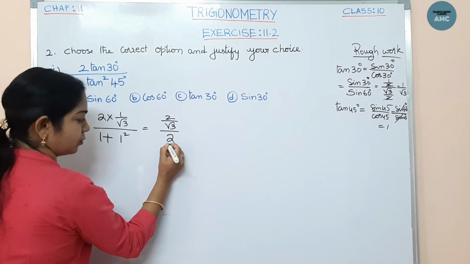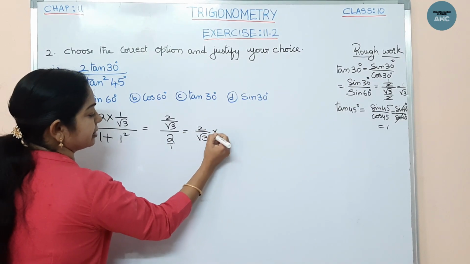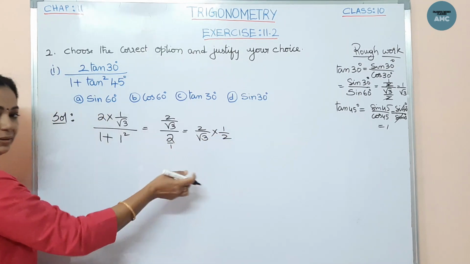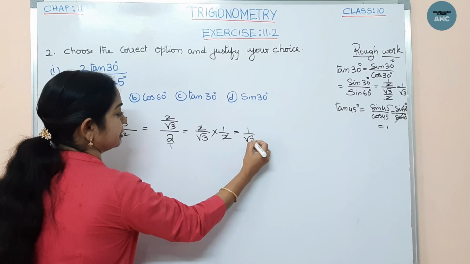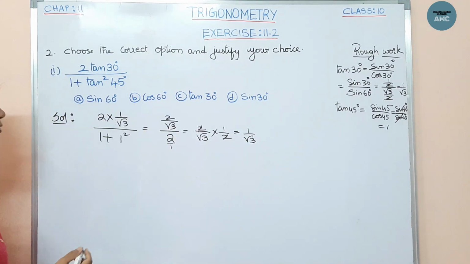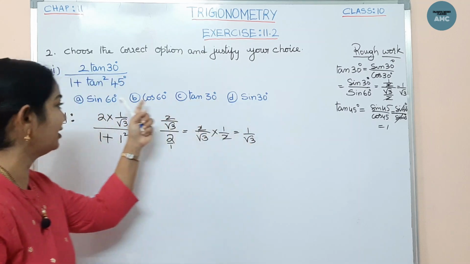2 means 2 upon 1, we can also write, because you can bring it to the top, that becomes reciprocal. 2 by 1 becomes 1 by 2. Cancel off 2. So that is 1 by root 3. Now here options are not given as direct values. 1 by root 3. What value is 1 by root 3?